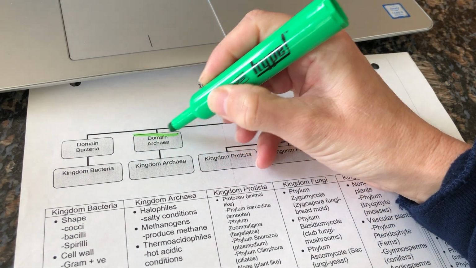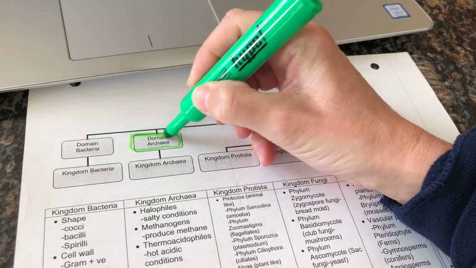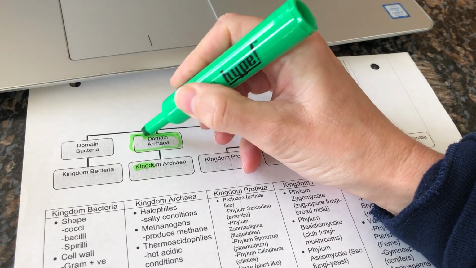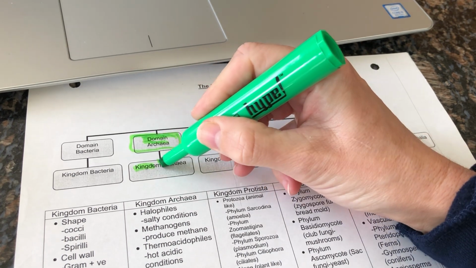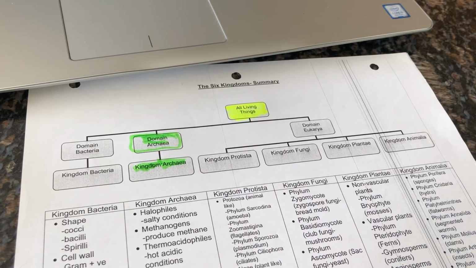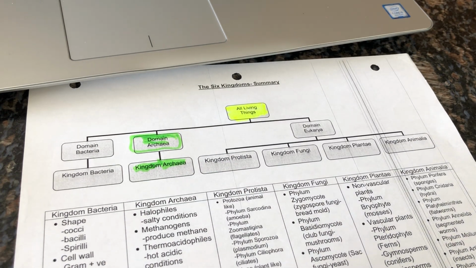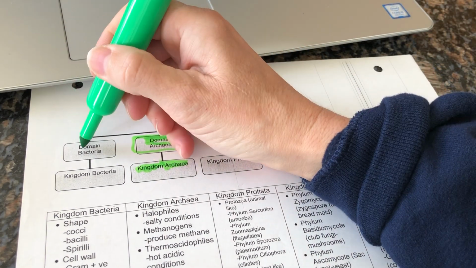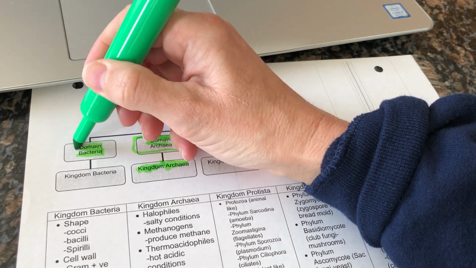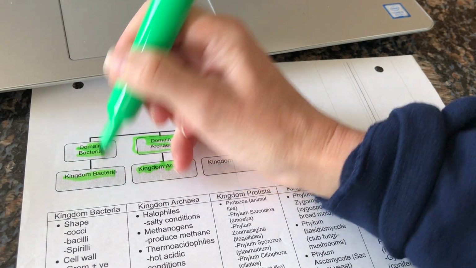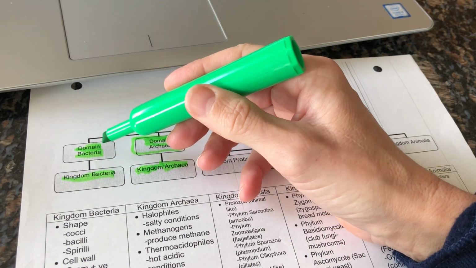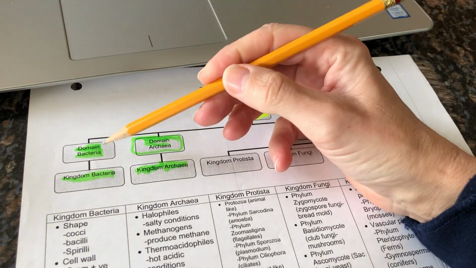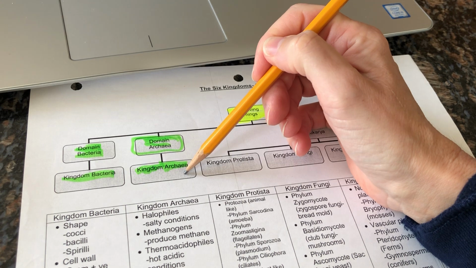So archaea are here, and notice this, their domain name is the same as their kingdom name. I'm just going to highlight, normally I would highlight the whole box, but that's good. So we've got the domain archaea and the domain bacteria. I'm going to highlight these in the same color, even though obviously they have different names. The domain bacteria starts with the kingdom bacteria also. So these only have one domain, one kingdom, one domain, one kingdom.